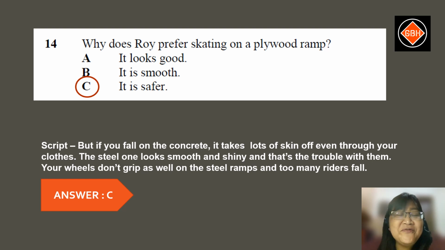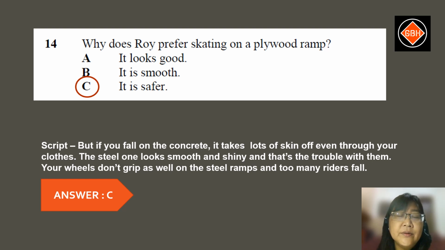Dear students, question 14. Why does Roy prefer skating on a plywood ramp? In this audio, when you listen, you know that there are three types of ramps. First, you have the plywood ramp, you have the concrete ramp, and also the steel ramp. So the options: A, plywood ramp looks good. B, plywood ramp is smooth. And C, plywood ramp is preferred because it is safer. Okay, so is it correct?